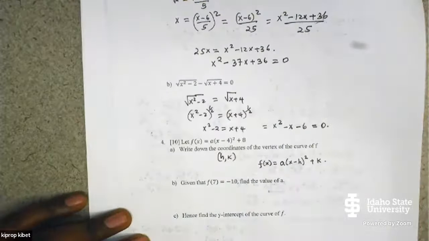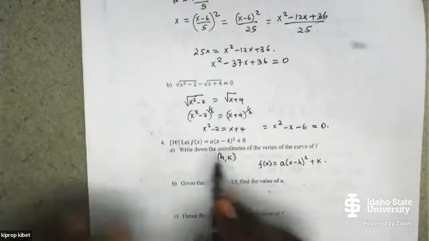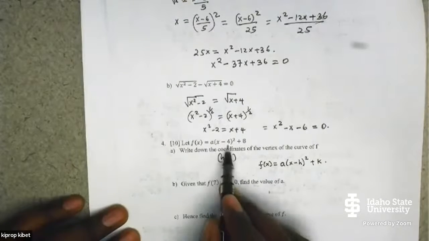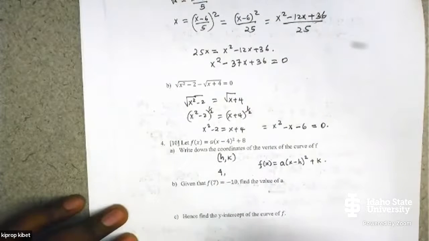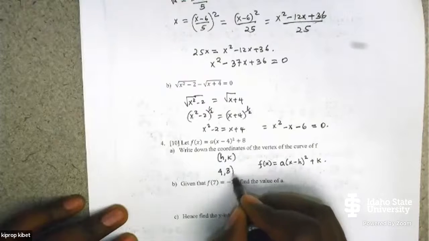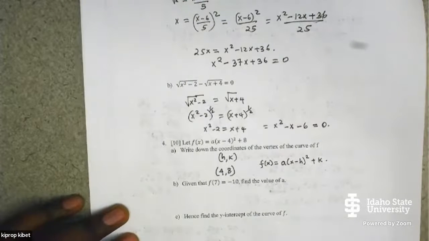Right? So now, in this case, what is our h? Is it a positive or a negative? Positive, right? So our h here is 4. What is our k? 8. So that's simple like that.